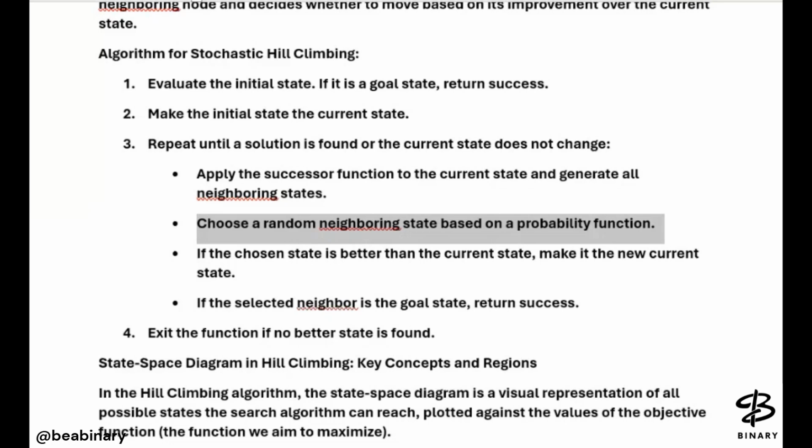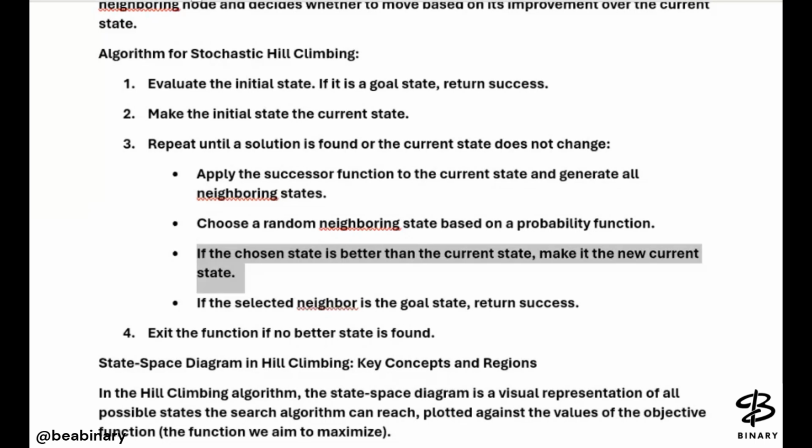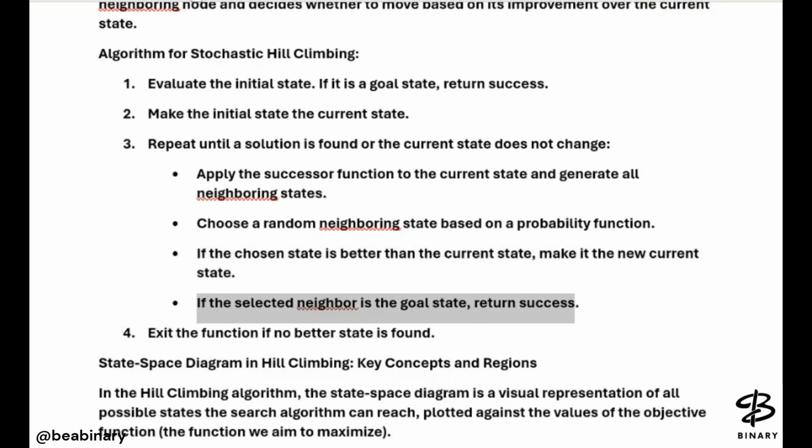And when the random neighboring state has been chosen, if the chosen state is better than the current state, we will make it the new current state. Or if the selected neighbor state is the goal state, we will return success here. Simply, all the steps are the same. Only a few changes are there.